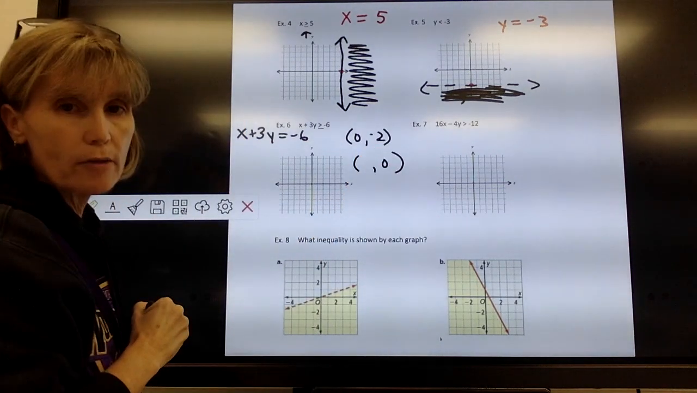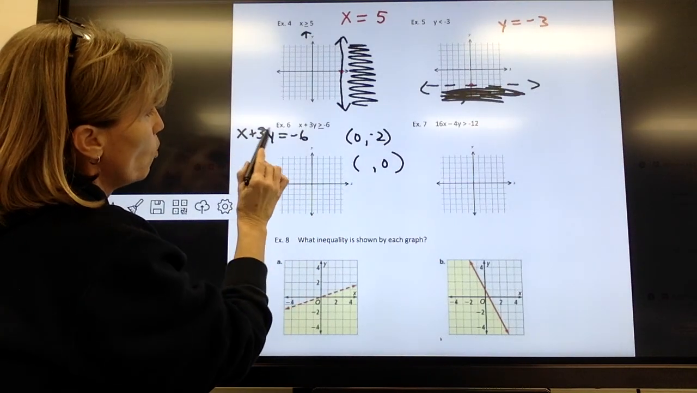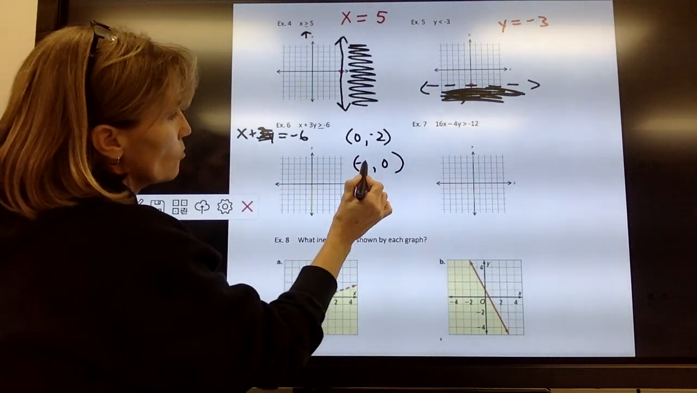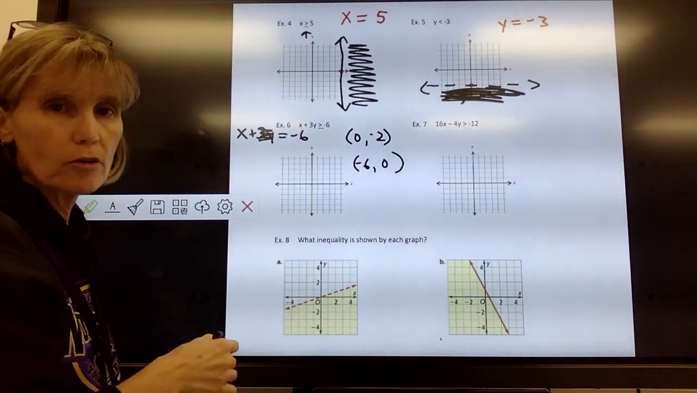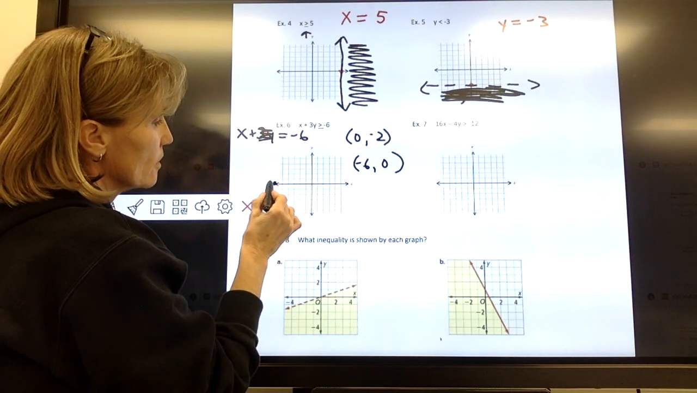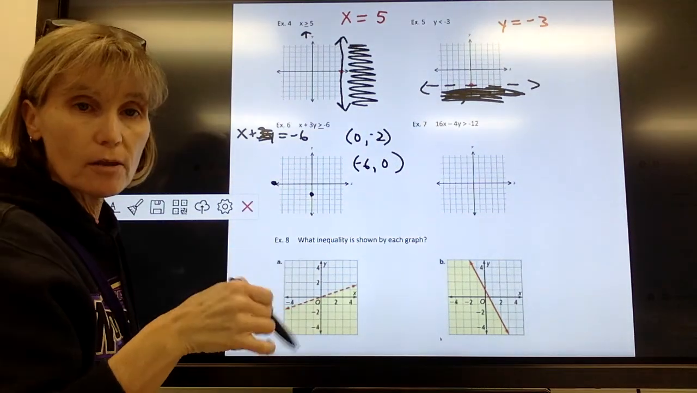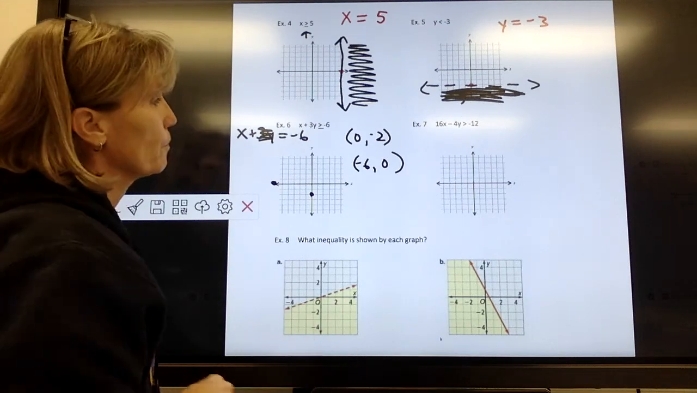So that's my y-intercept. If I put a 0 in for y and cover this portion of it up, the x would be a negative 6. So those are my two intercepts. I can plot those. Negative 6, 0 is out here. 0, negative 2 is down there. Now that's how you find the points, as if it said equals.